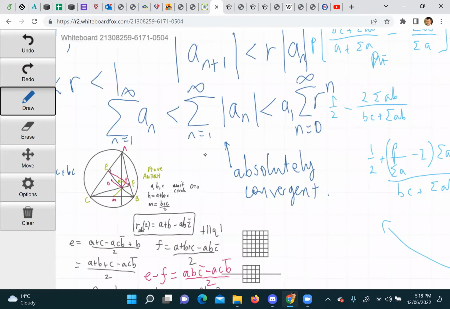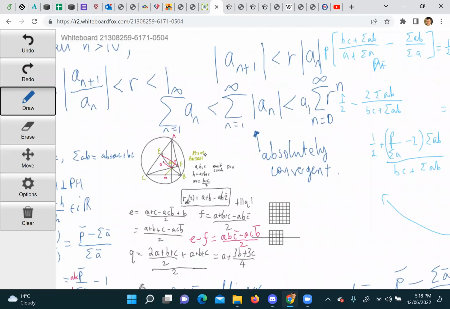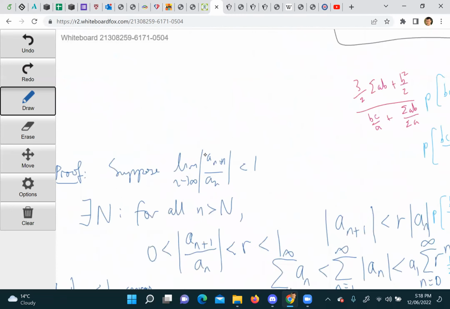So at the moment we showed it's absolutely convergent. But when you have negative numbers, the terms limit to 0, which means that you might have some alternating things. It's kind of intuitively obvious. Okay, let's have a look.